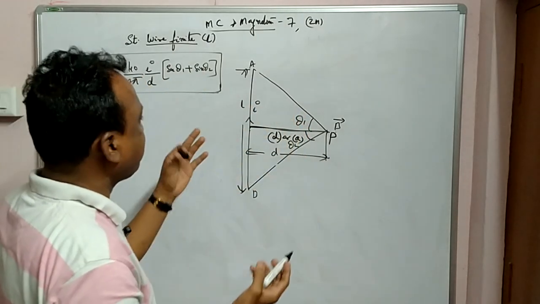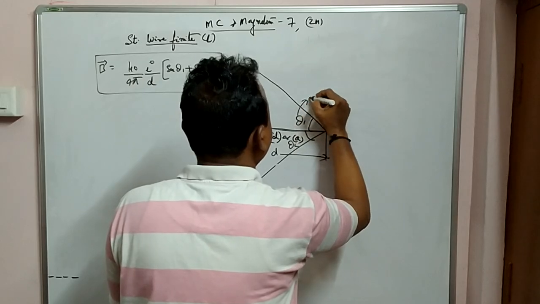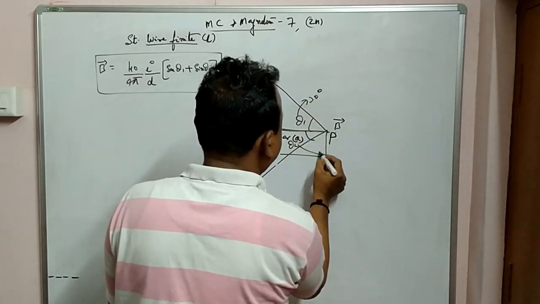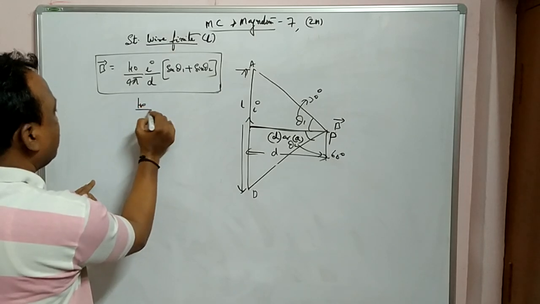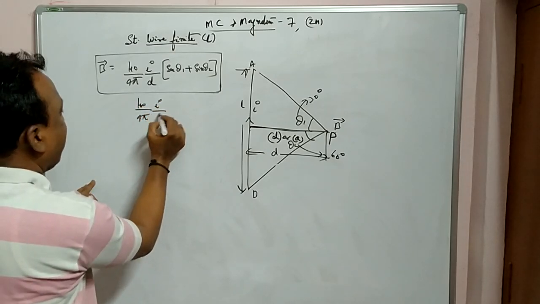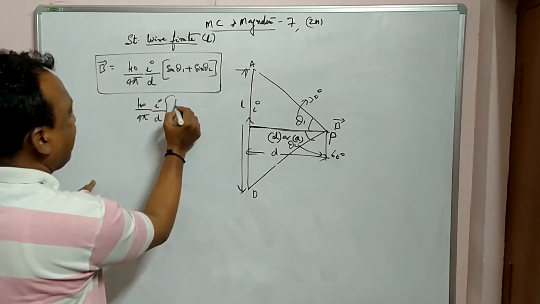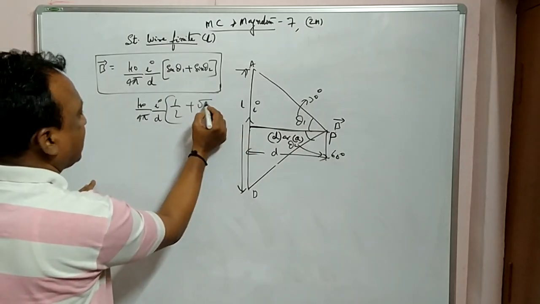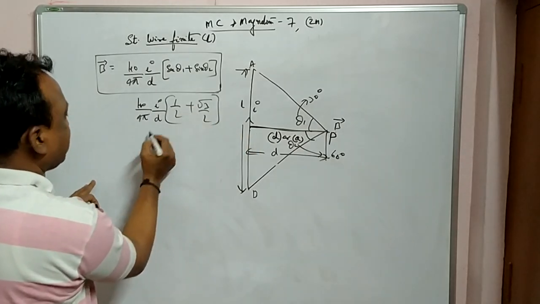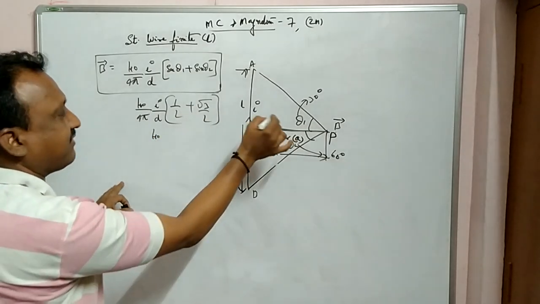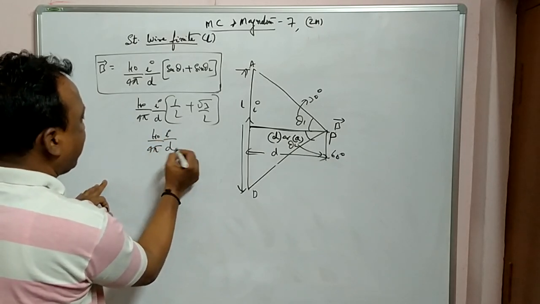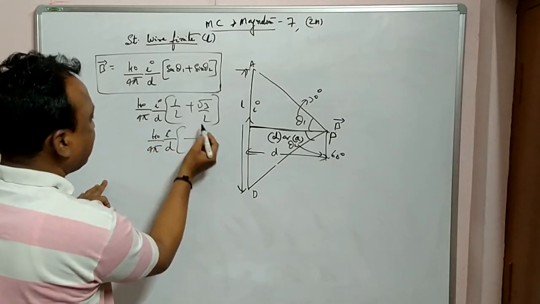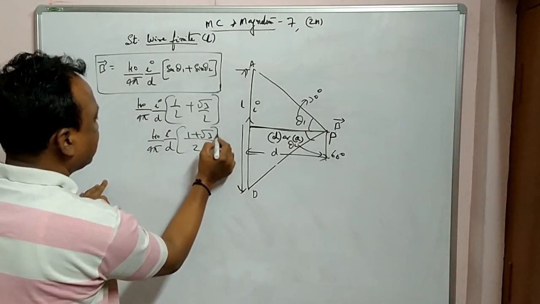For example, in the examination they may give this angle as 30 degrees and this as 60 degrees. Put the values there and you will get it. Mu naught by 4 pi, I by D, sin 30 is half, sin 60 is root 3 by 2. So like this you can put the values. Then you can write mu naught by 4 pi into I by D, and taking the LCM, 1 plus root 3.